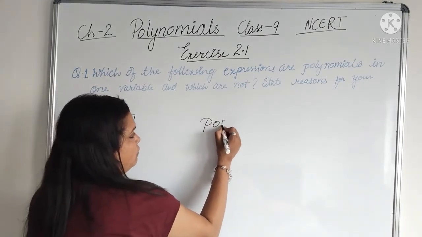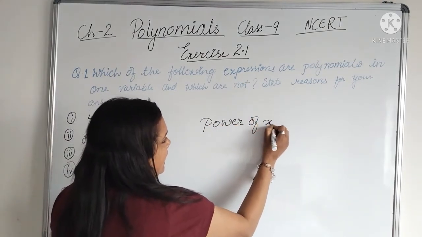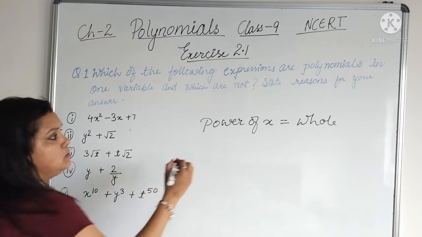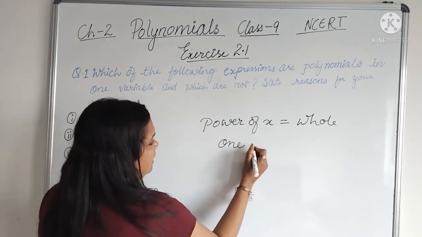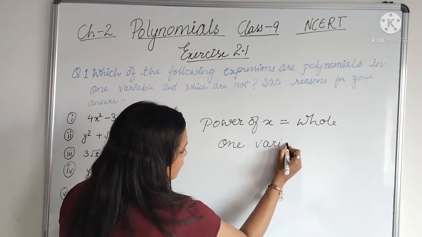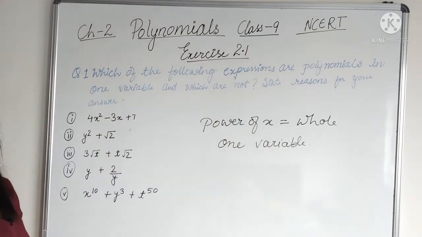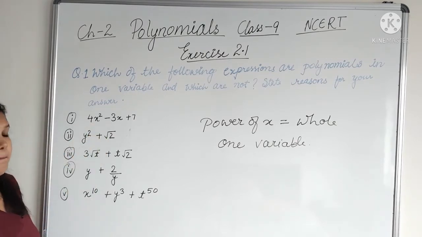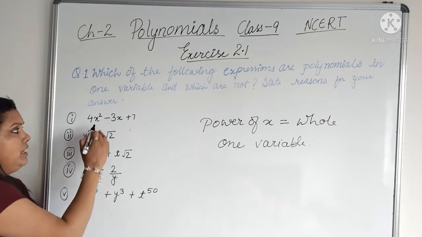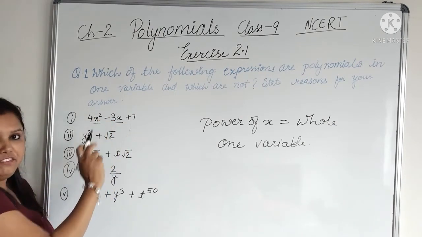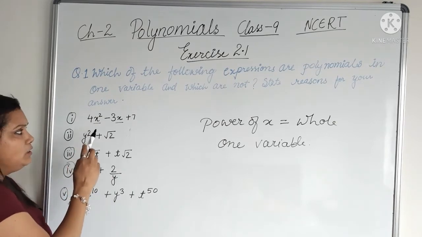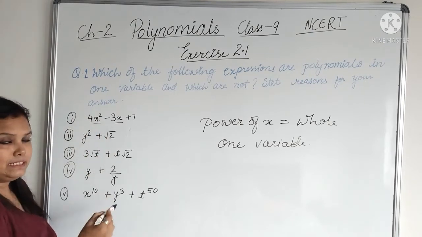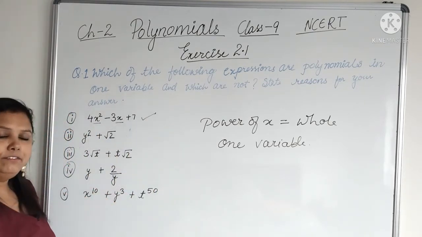So you need to understand one thing. The power of x should be a whole number and also it should be a polynomial in one variable only. Okay, now let's see these questions. The very first question is 4x square minus 3x plus 7. So here the power of x is 2 and 1. It is a whole number and also it is polynomial in one variable only. That means only one variable is there. So it is polynomial in one variable.